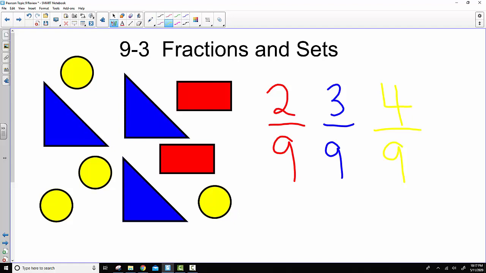To review, the set is made of 9 geometric shapes. 2/9 of the shapes are red rectangles. 3/9 of the shapes are blue triangles, and 4/9 of the shapes are yellow circles.